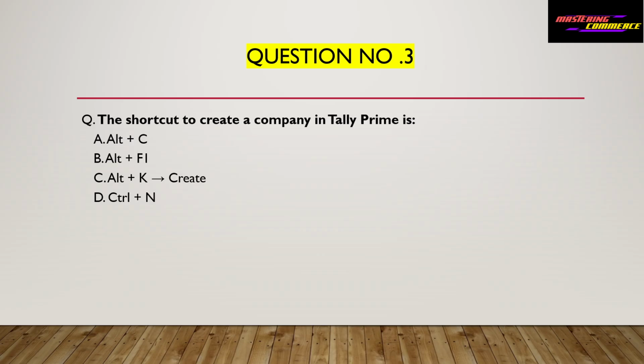Question number 3 is the shortcut to create a company in Tally Prime is Alt plus C, Alt plus F1, Alt plus K, then create, Alt plus N. So here the correct answer is Alt plus K, then create. C is the correct answer.